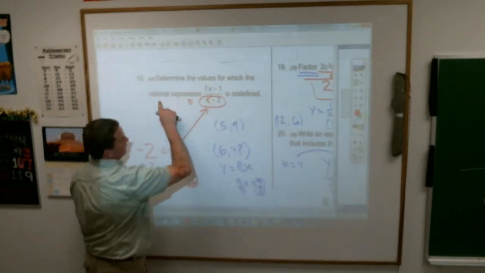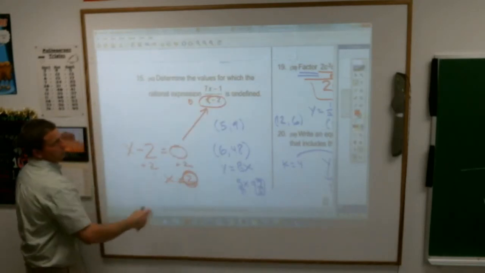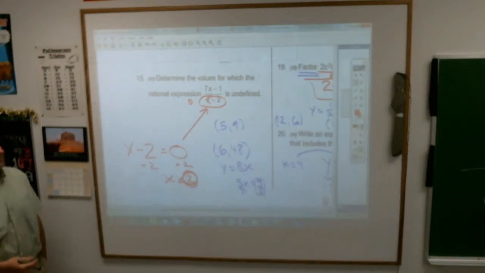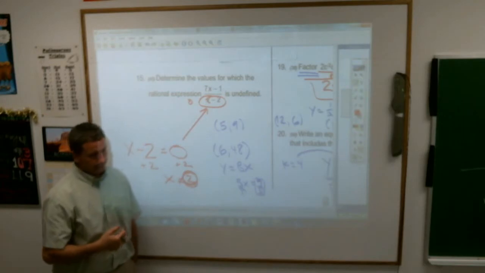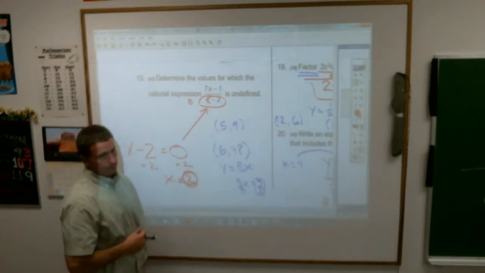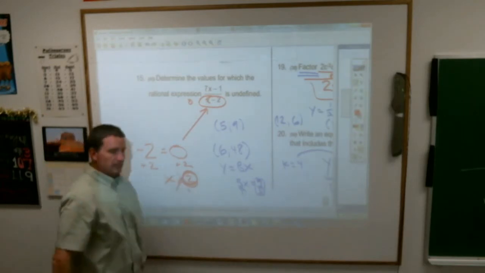Determine the value for which this is undefined. The value is 2. Or maybe it's values if you got more than one. This one only has one. You did that special equal with the line. Right.